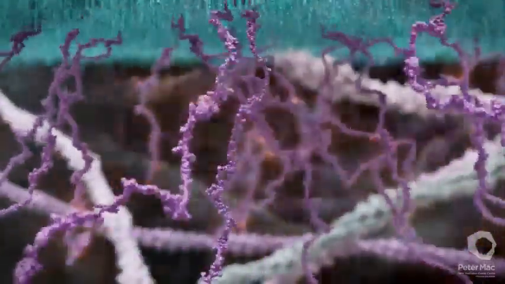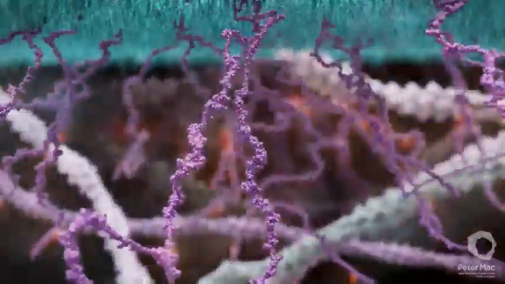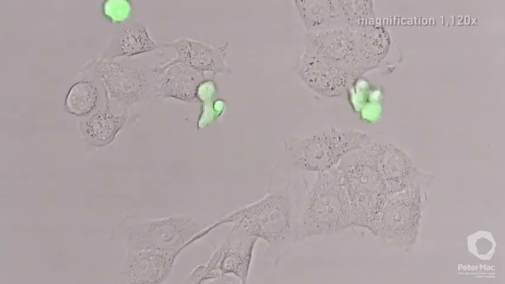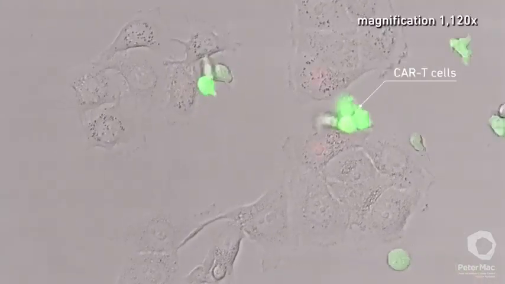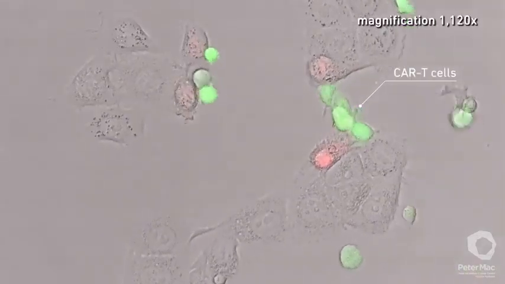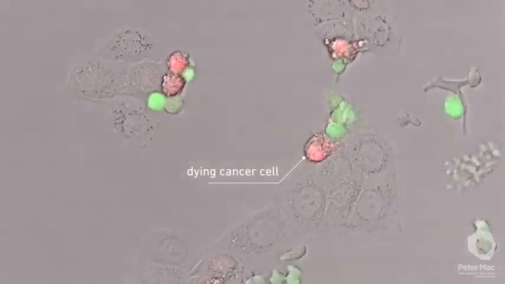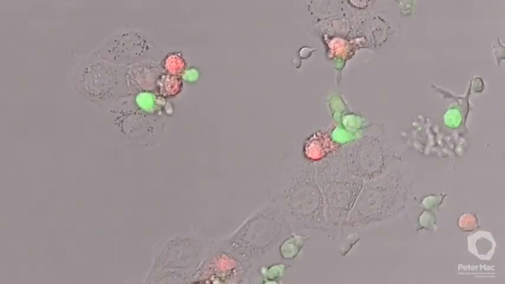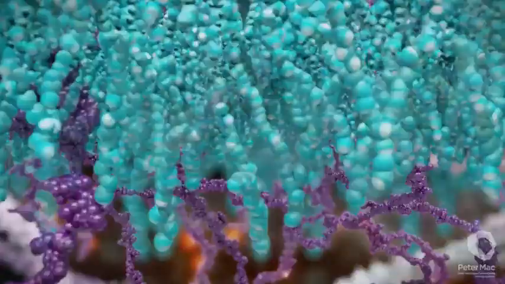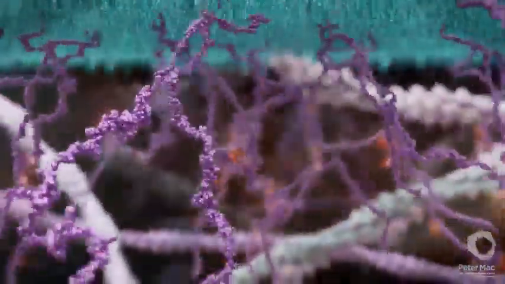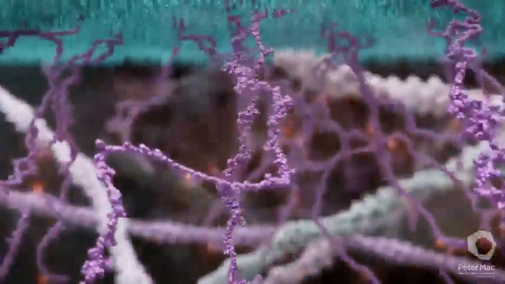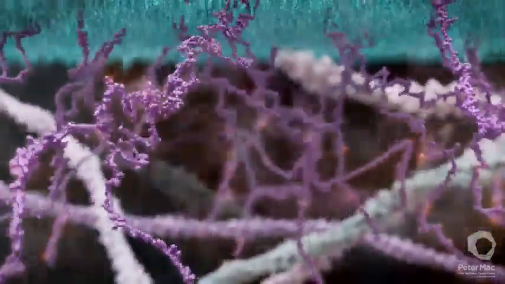So, is there a way that we can re-educate a patient's own T cells to make them better at recognising and attacking cancer cells? One approach is called chimeric antigen receptor T cell, or CAR T cell therapy. The process begins with filtering the patient's blood through a machine that collects T cells and other white blood cells.